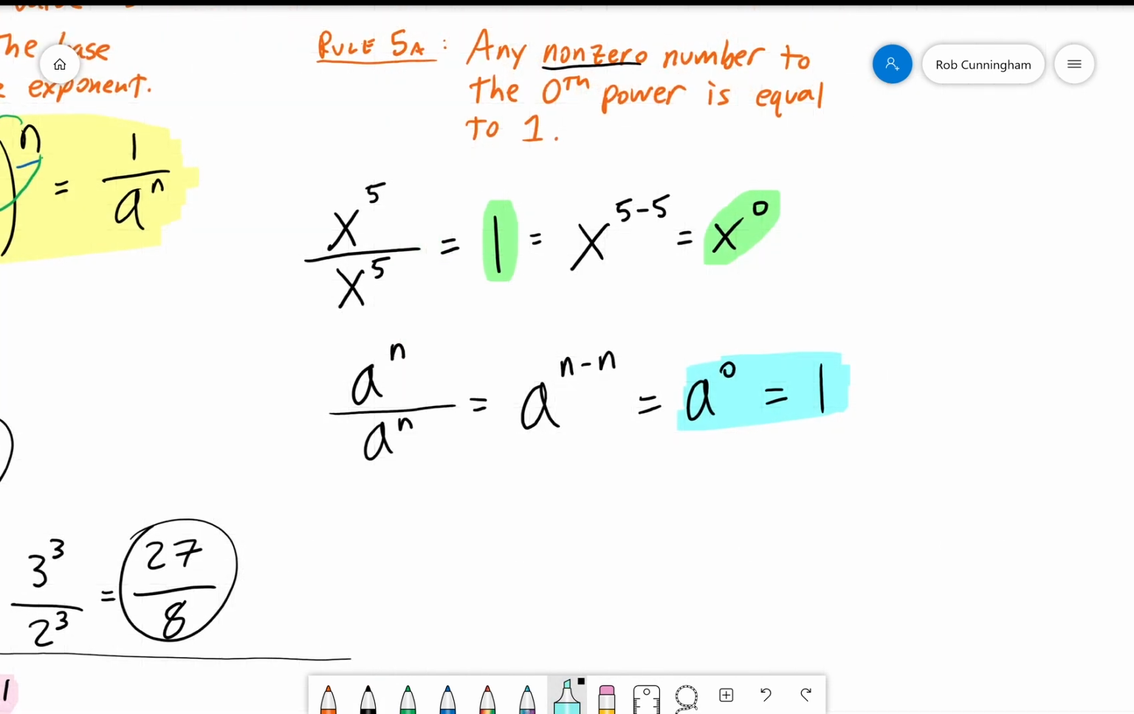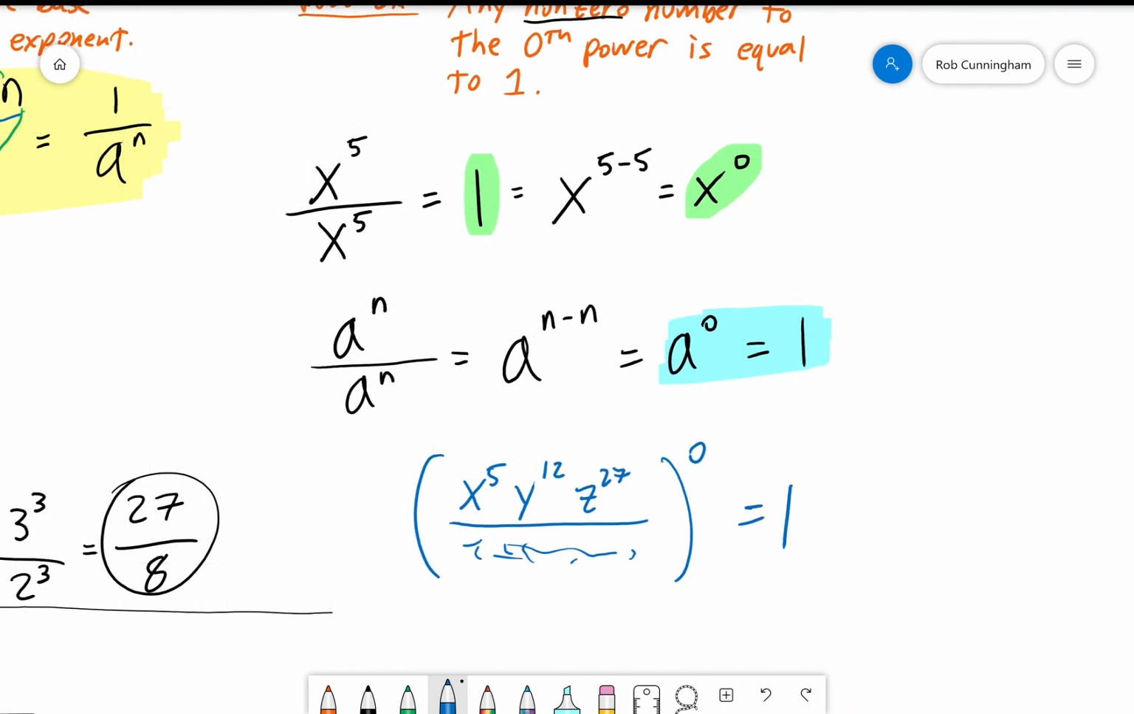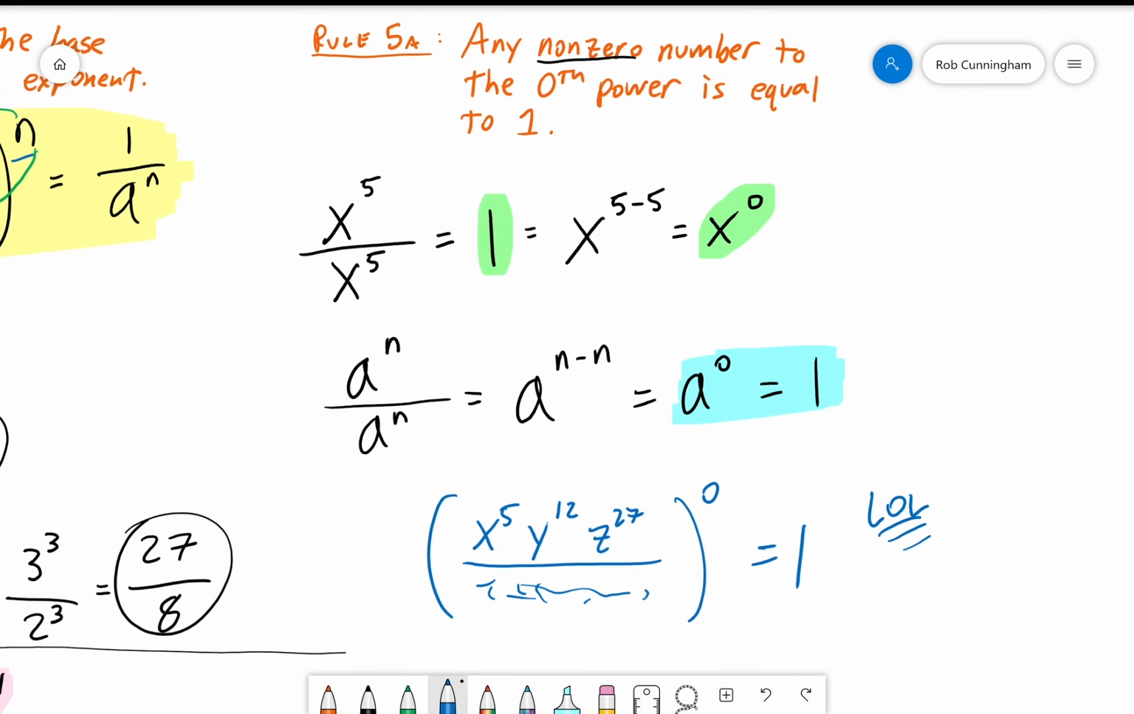It's a seemingly unimportant rule, but it is something that especially standardized tests love to mess with you using. For example, they'll say something like, hey, here's x to the 5th, y to the 12th, z to the 27th, divided by blah, blah, blah, and then they'll raise the whole thing to the 0, and the moment it's to the 0, it equals 1, and they're going to laugh at you for doing all that work. So be on the lookout for that sort of thing. Anything to the 0 power, no matter how complicated, so long as it's not 0, equals 1.